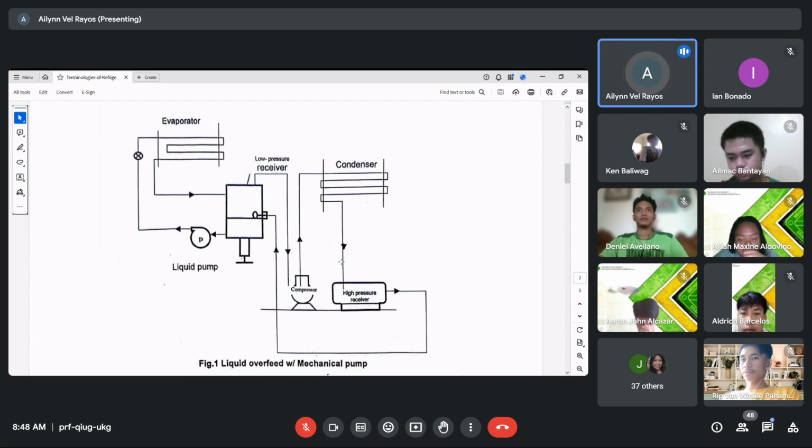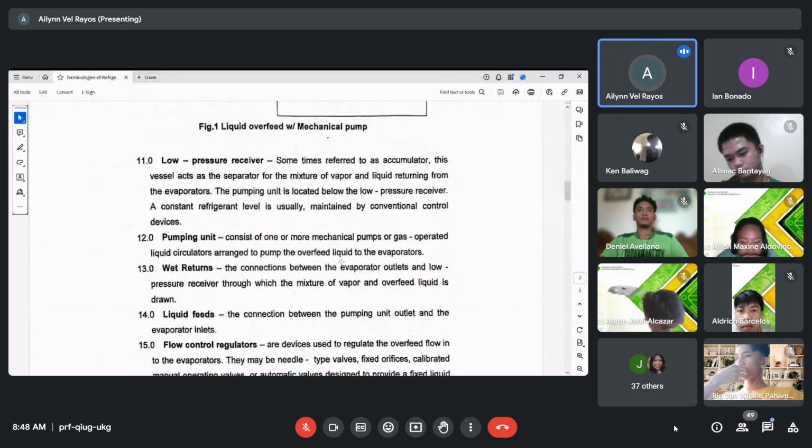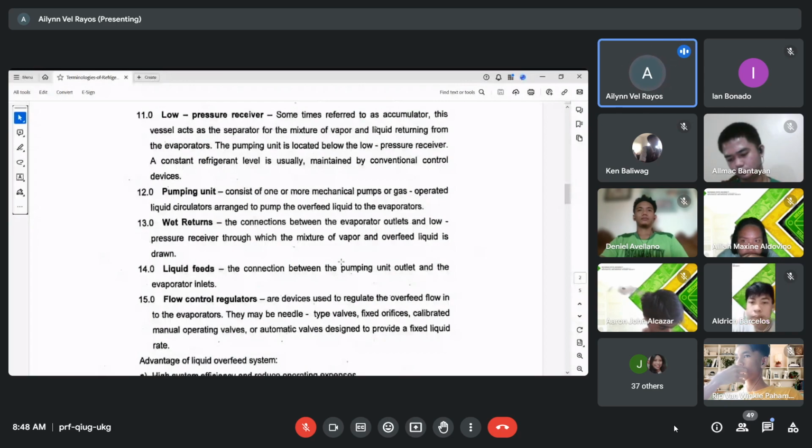Okay, so we have evaporator, low pressure receiver, we have condenser, we have high pressure receiver, compressor, and liquid. So that is for over. So now let us move on to the next item.